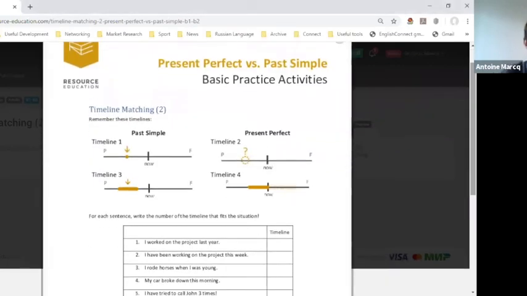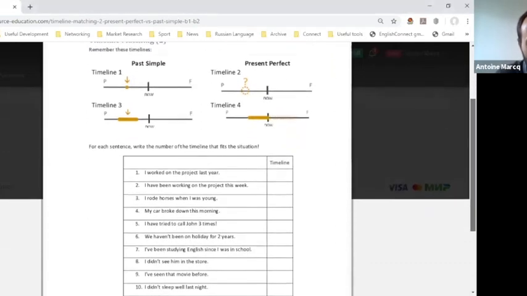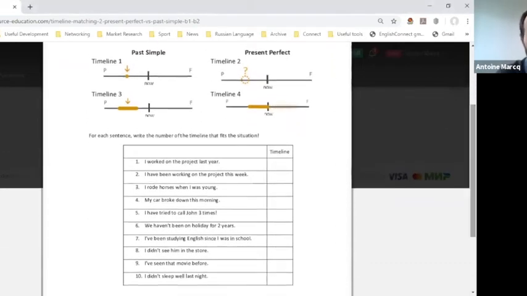So timeline matching 2. I worked on the project last year. Which timeline? I've been working on the project this week. I rode horses when I was young. My car broke down this morning. I've tried to call John 3 times.